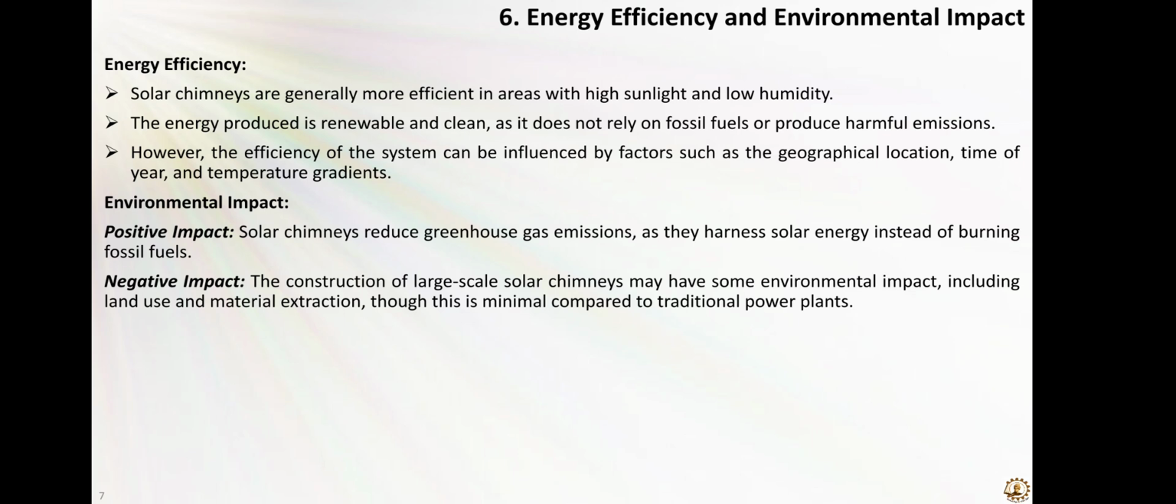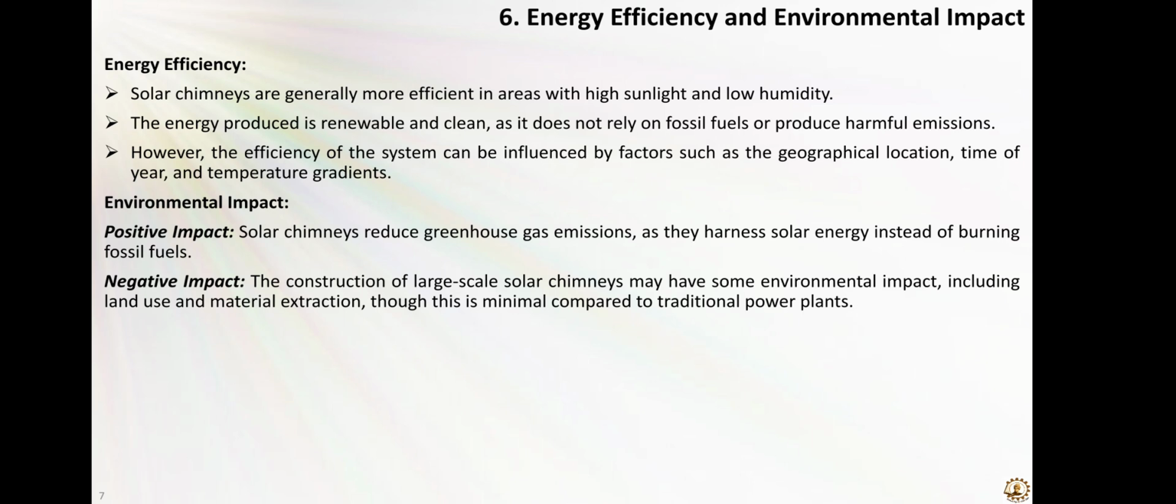so it is a completely sustainable source of energy. Now the efficiency of the system can be influenced by factors such as the geographical location, time of year, and temperature gradients. That means the production of electrical energy from a solar chimney basically depends on three factors: the geographical location, time of the year, and temperature.